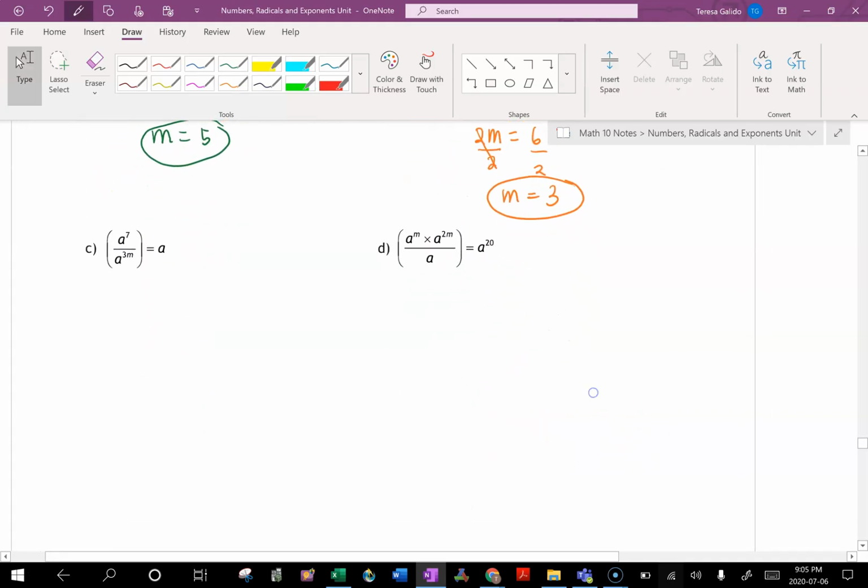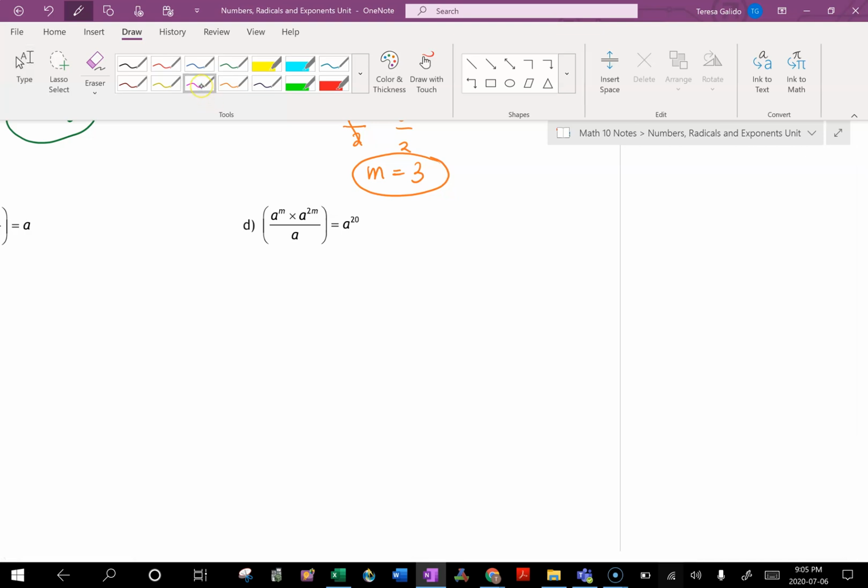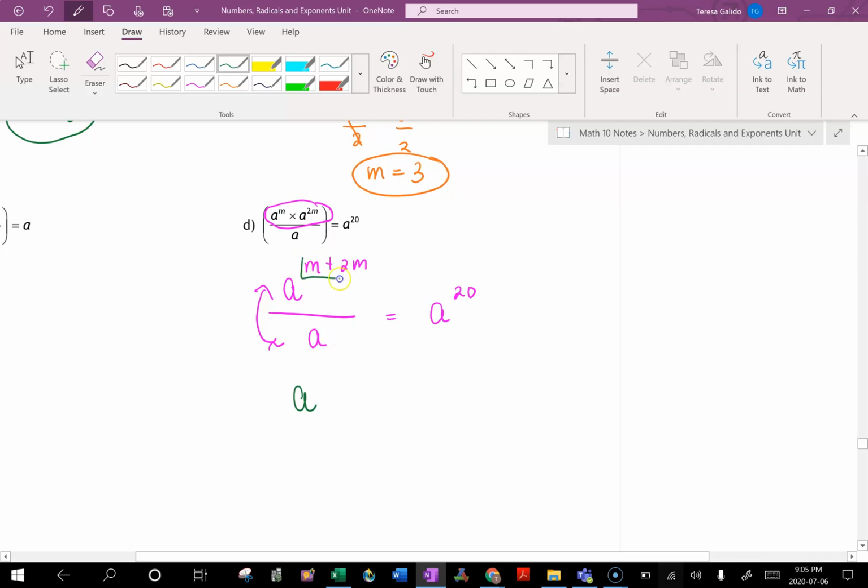And let's do the last example here. Let's actually do letter D. So for letter D, what we're doing on top, since we're multiplying, is we're adding them. So a to the m plus 2m, and then we're just putting a at the bottom, and that's equal to a to the 20. We can't correspond anything yet because it's not a to something equal to a to something. We need to put these guys together here. And we know that when we're dividing expressions, we're actually subtracting their exponents. So I know m plus 2m is 3m, and I know the exponent here is 1, so that's 3m minus 1, and then a to the 20.